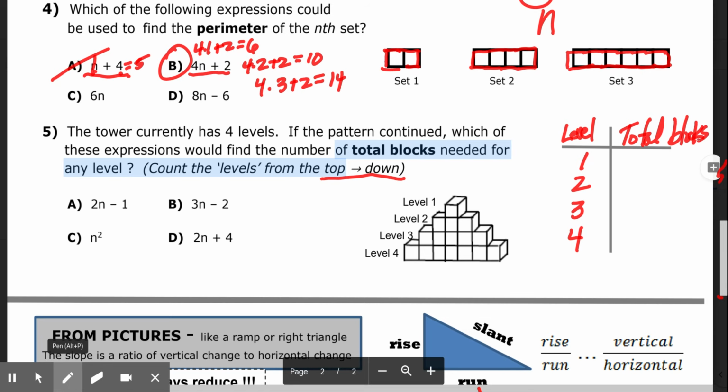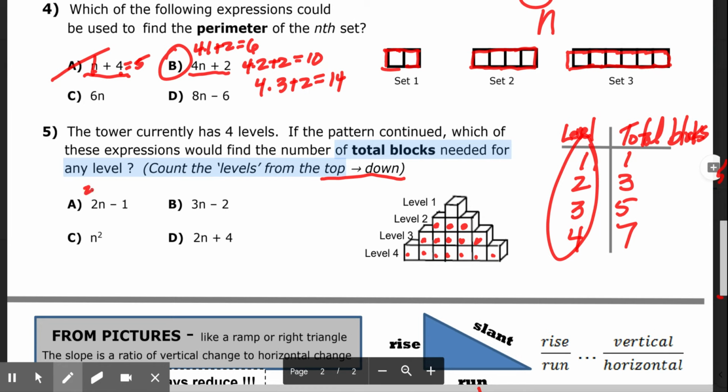So on level 1, we've got 1 block. On level 2, we've got 1, 2, 3 blocks. On level 3, we've got 1, 2, 3, 4, 5 blocks. And level 4, we've got 1, 2, 3, 4, 5, 6, 7 blocks. So then we're going to do the same thing we just did on problem number 4. We're going to plug each of these values in and see if it gives you the total number of blocks. So if we start with 1, 2 times 1 is 2, minus 1 is 1. So that works.